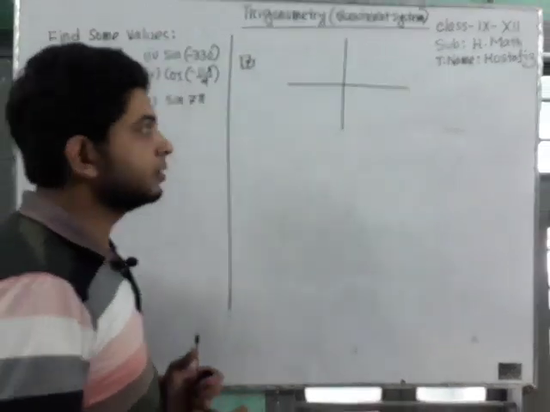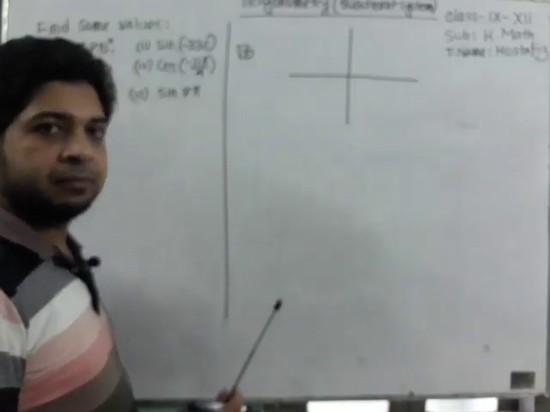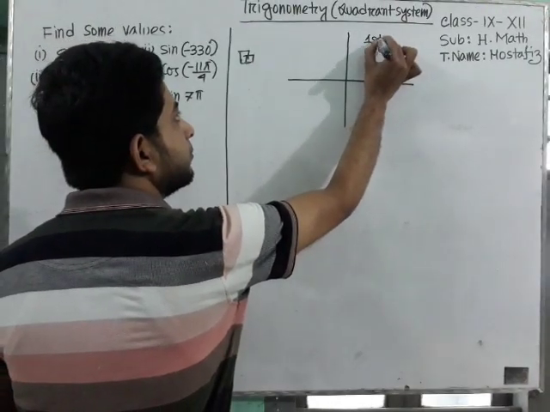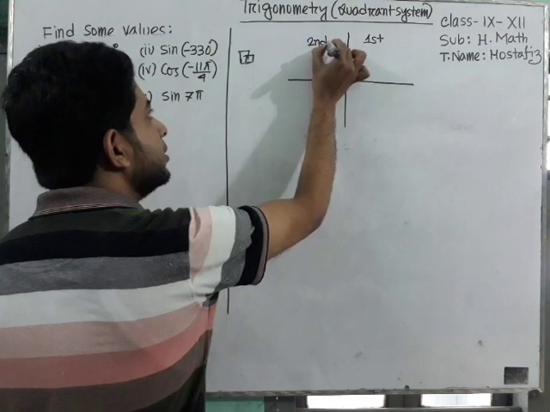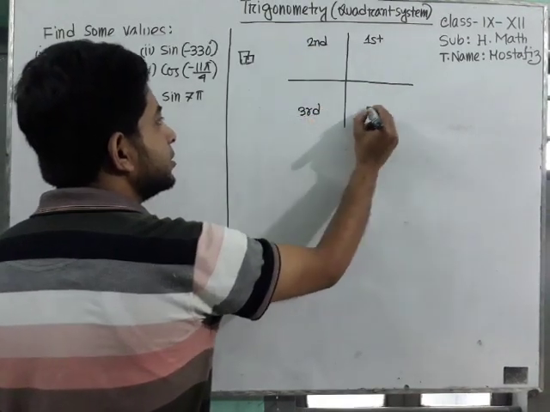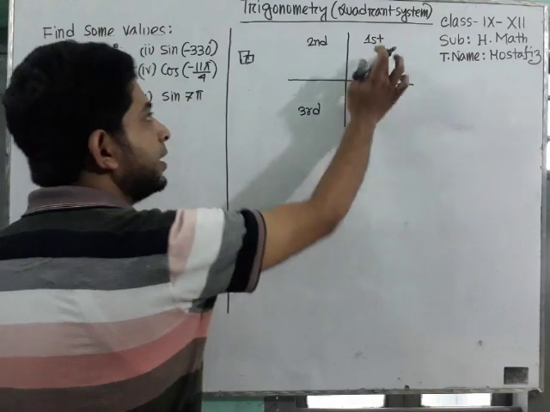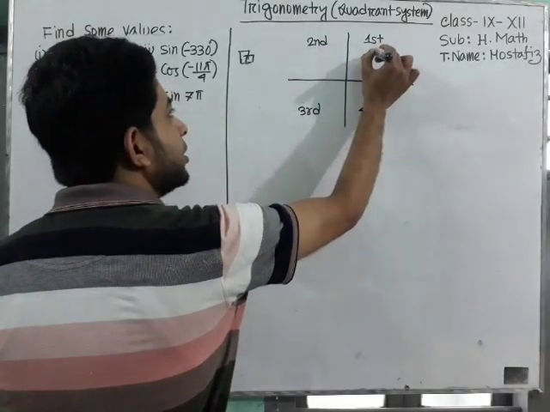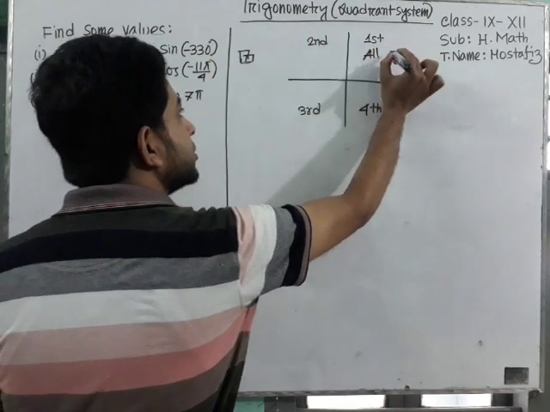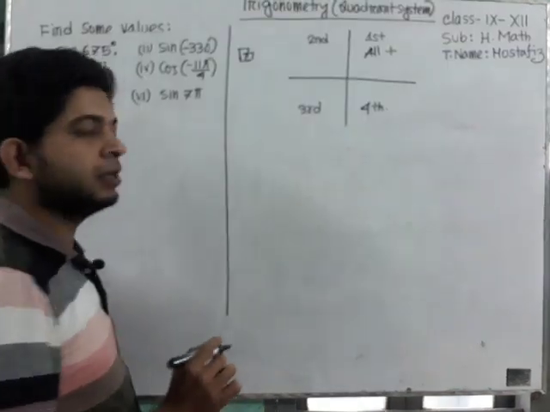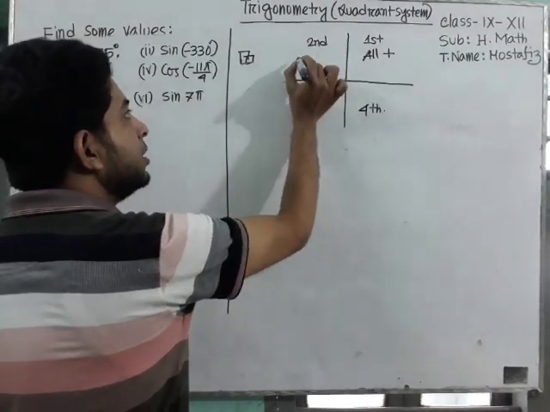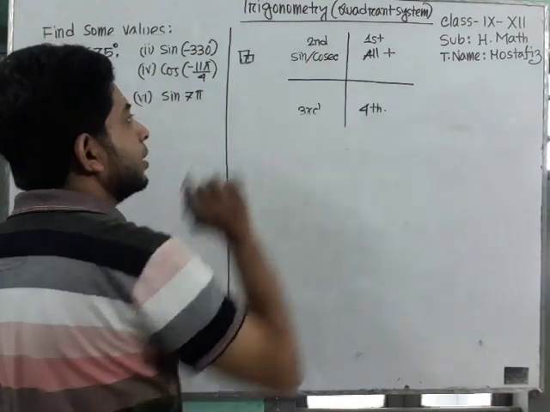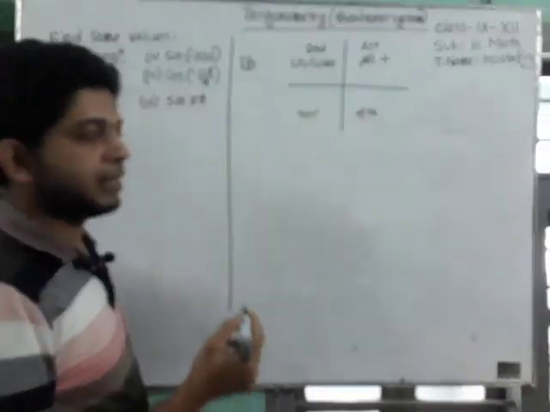I have drawn a figure where two straight lines bisect each other, and this is called the first quadrant. First quadrant. This is second quadrant. This is third, and this is fourth quadrant. And in this first quadrant, all trigonometric ratios, that is sine, cos, tan, cot, sec, cosec, everything, all are positive here. And in second quadrant, only sine and cosec are positive, other than negative.